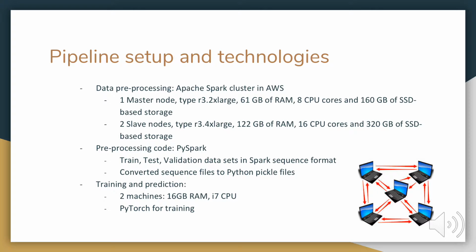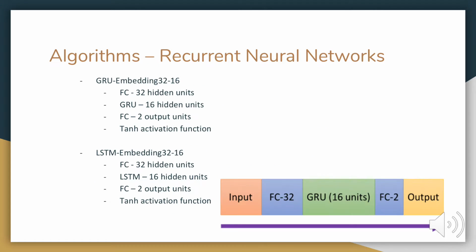For data preprocessing, we used an Apache Spark cluster in AWS. The preprocessing code was written in PySpark. For training and prediction, we used 2 machines, both with 16 gigabytes of RAM and i7 CPUs. We leveraged PyTorch as the model training framework.